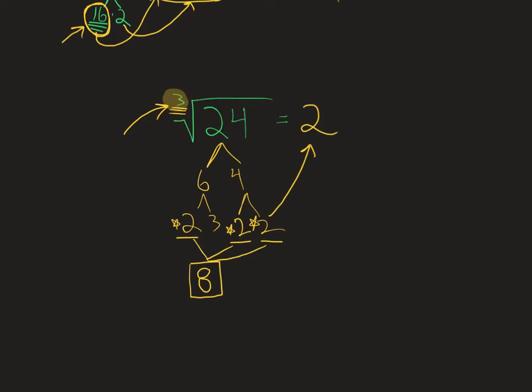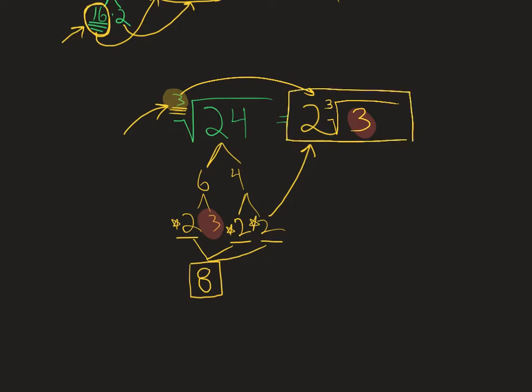And then the guy that's left, he's got no one to pair with, is that 3. He's got to stay under that radical. And don't forget, it's a cube root, so rewrite the answer correctly as a cube root. So the cube root of 24 can be simplified to become 2 cube root times cube root 3. That 2 was able to be pulled out of the 24 because that was an 8, which is a cube root. And what's left is just the 3.